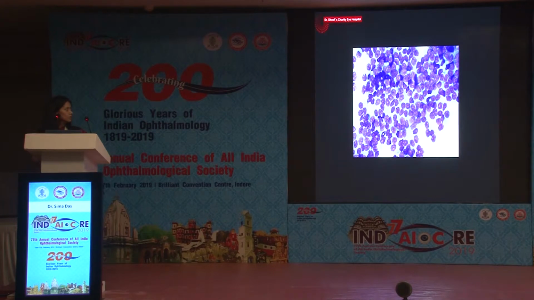When we did the biopsy from this mass, it turned out to be diffuse large B-cell lymphoma, which is a lymphoma with a relatively worse prognosis and not a very common subtype which we see in the orbit.